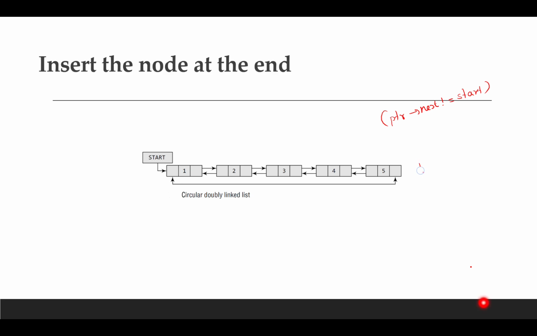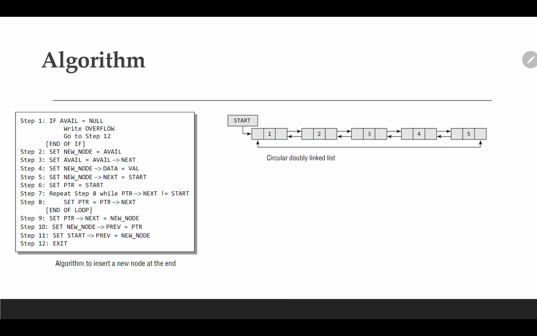So we will insert the node here, and the main thing we have to do is change the address part. We have to change the address for this here, here, and here. Okay, we will see the algorithm.